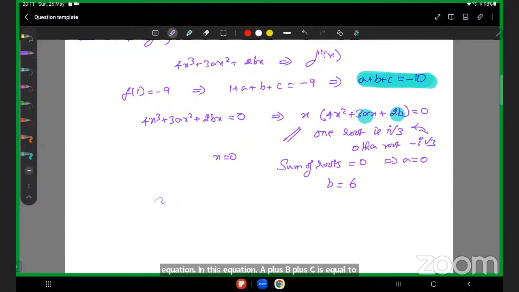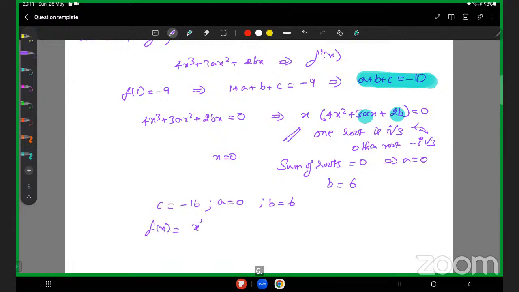We have C also to be equal to minus 16. So we have got A is equal to 0, C is equal to minus 16, and B is equal to 6. So the polynomial gets reduced to what? F of x is nothing but x power 4 plus 6x squared minus 16, which can be further factorized as x squared plus 8 into x squared minus 2.